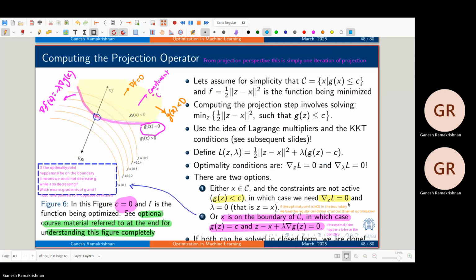Yes, g1(z) is less than 0, and what else? You still want the z to minimize f. So the gradient of f(z) is in the direction of what?